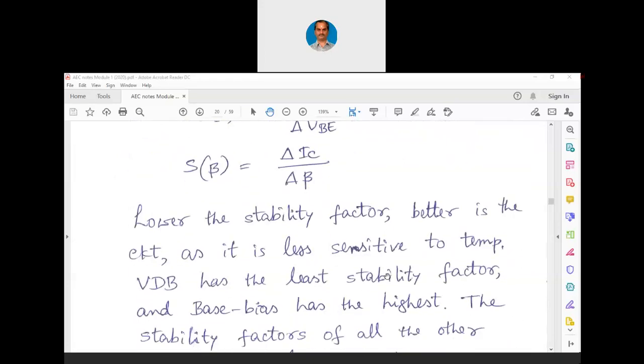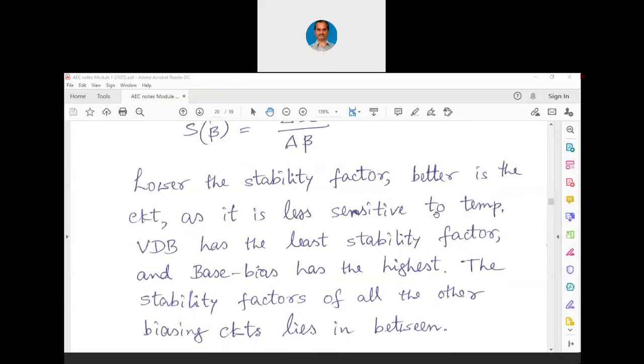Let me continue. Lower the stability factor, better is the circuit. That's what I told till now. As it is less sensitive to temperature. VDB has the least stability factor and base bias has the highest stability factor. This I have been telling you earlier also that in base bias, as soon as the base current changes, collector current changes, and there is no way in which we counteract for the change in collector current. This I had discussed at length earlier. So naturally, voltage divider bias has the least stability factor and the base bias has the highest stability factor.